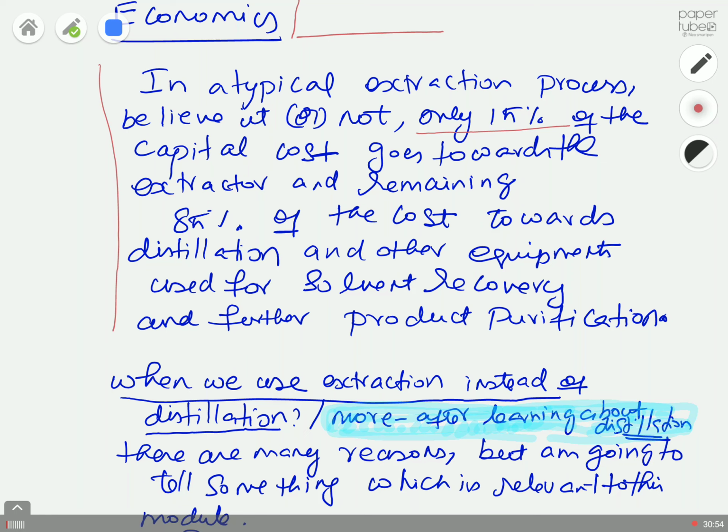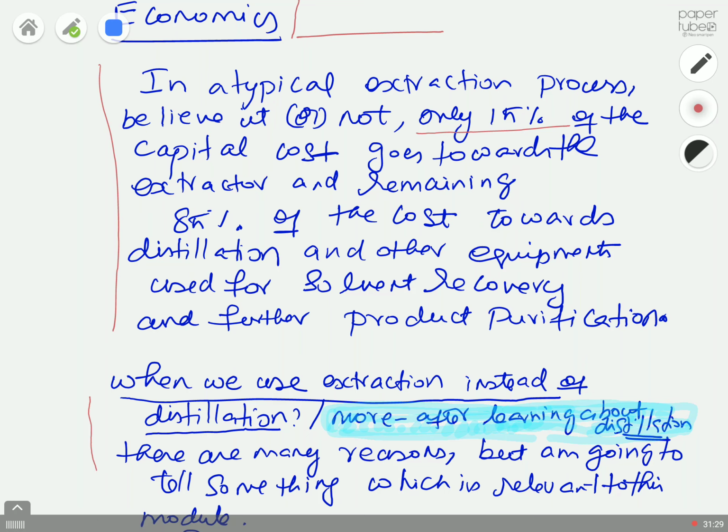For example, you install a distillation unit that allows you to recover your solvent with a decent level of purity, or another process like chromatographic separation for further product purification. So whenever I ask a question about process economics, you have to talk a bit about how much cost goes into the extraction process and how much goes into the other downstream processes. You must have some idea.